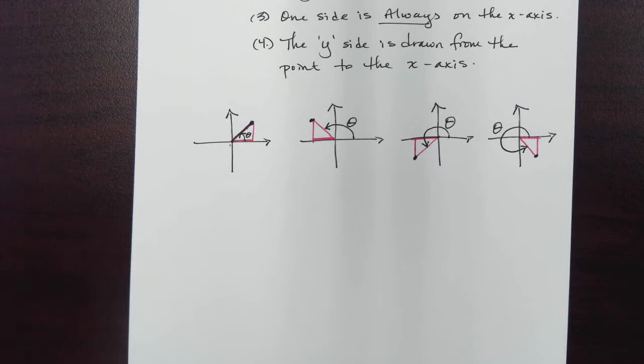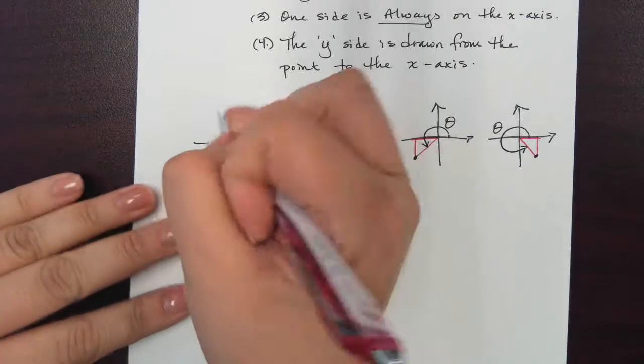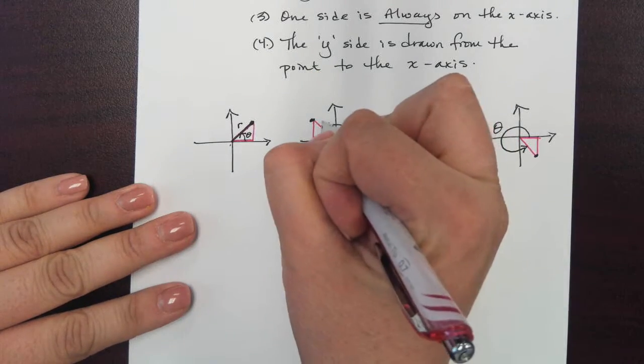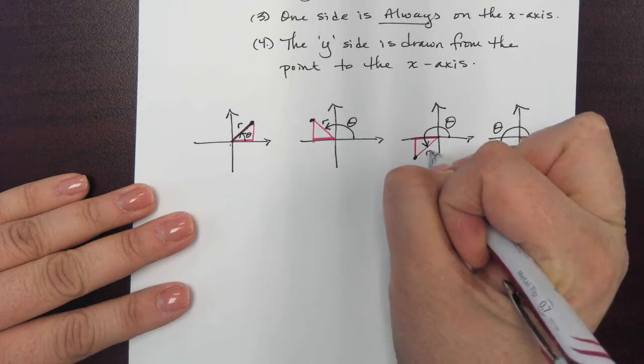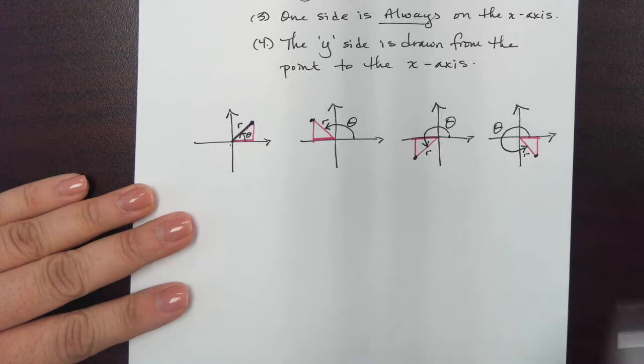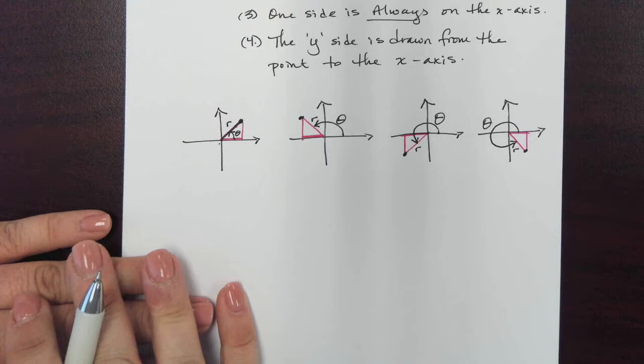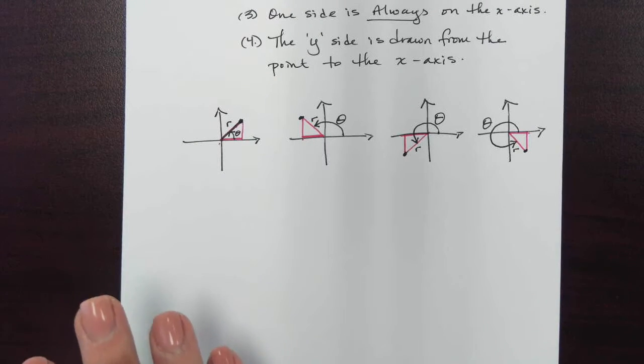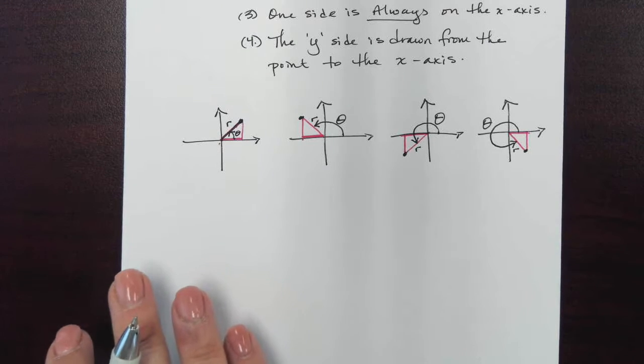When we were dealing with the unit circle, the radius was equal to 1, so the hypotenuse of my triangle was equal to 1. Here, the hypotenuses are equal to r, the radius of the circle. So I'm going to go in and put an r next to those.